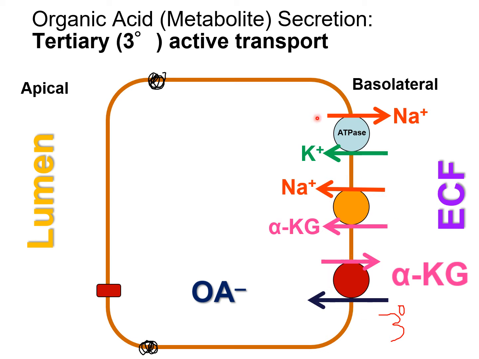If you can spot these gradients, if you can use these pictures as your roadmap, look for the primary active transport. What's the gradient it's driving? Look for the secondary. Anytime you see a symporter with sodium coming in, you can bet money that's secondary. Okay, if you see sodium coming in pushing something out, you can bet money it's secondary.